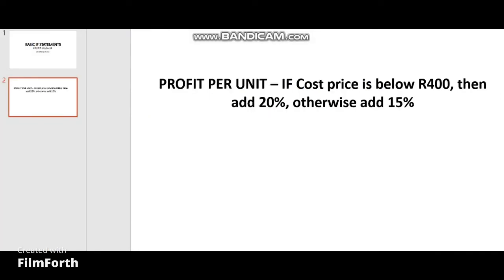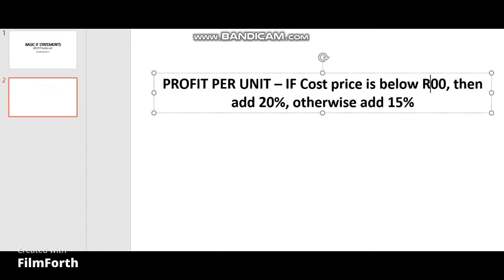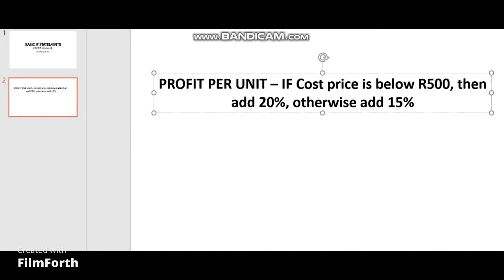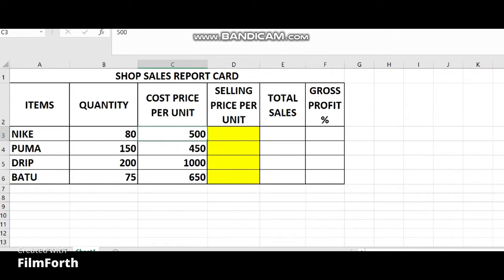So let's go back to our spreadsheet. I'm going to change this figure so that we make our example more practical. I'm going to change it to 500, because I can see that here we've got 450, 500, and 650. So I'm going to change it to 500 deliberately.